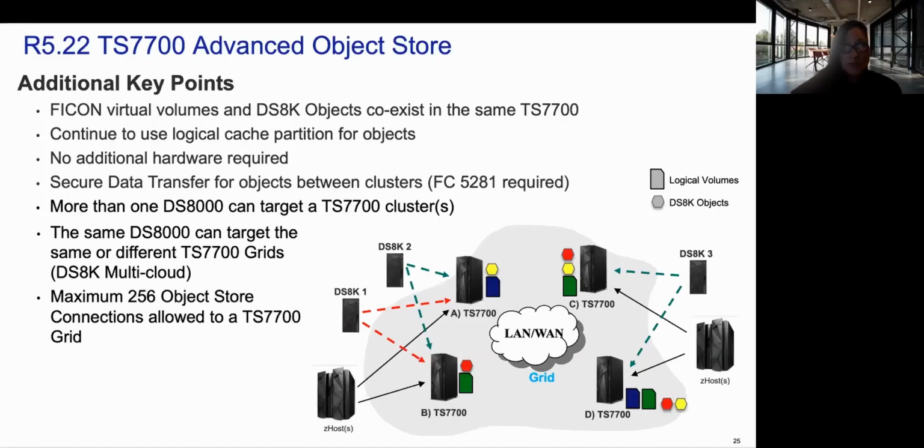And once again, we have a maximum of 256 object store connections that are allowed to the TS7700. So that could be 256 individual DS8000s or a mixture of DS8000s with multi-cloud on there, but only up to 256. I don't think we'll ever reach that, but you never know.